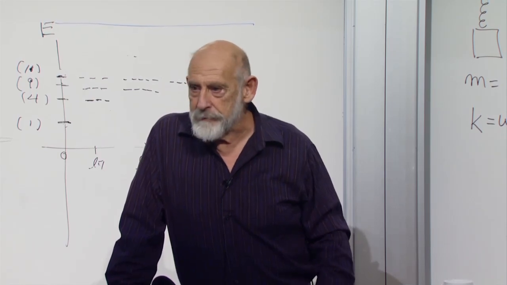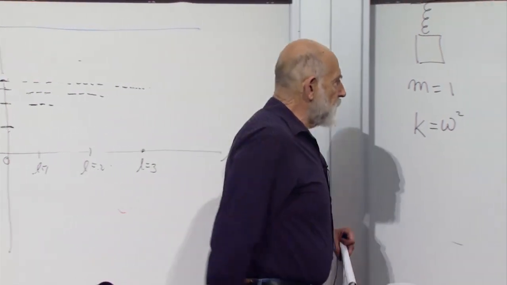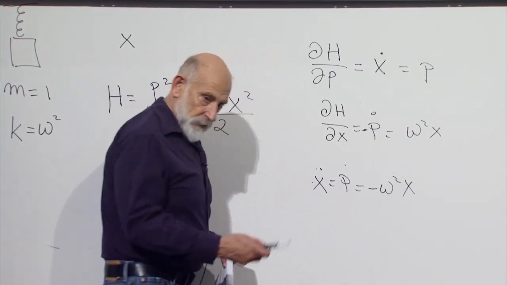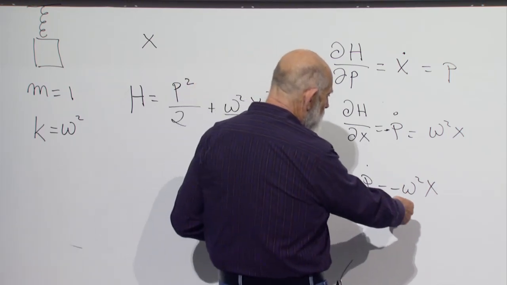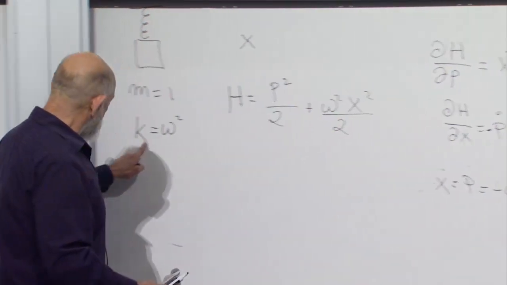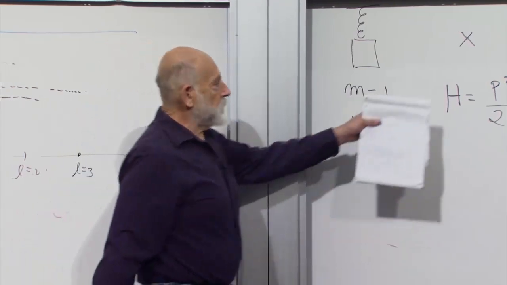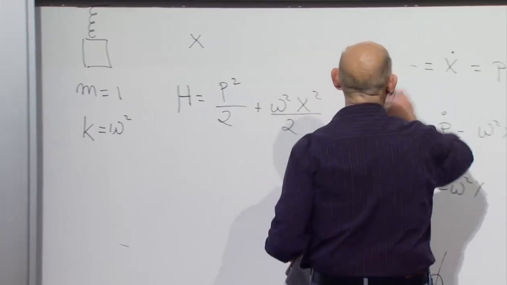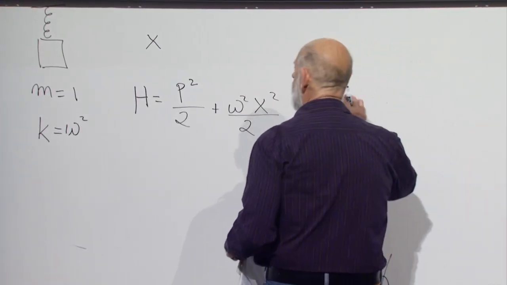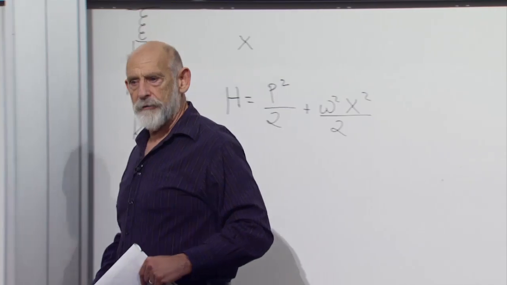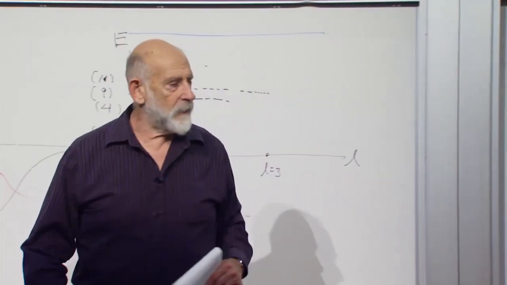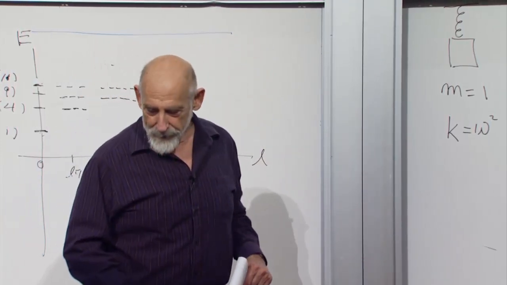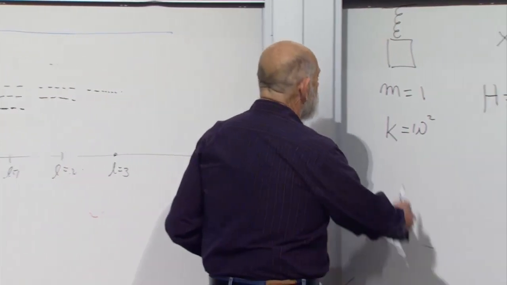Okay, everybody recognize it? x double dot is minus omega squared x. Acceleration, m was set equal to 1. Acceleration is equal to restoring force with, as I said, k equal to omega squared. Okay, so this is the right Hamiltonian for the harmonic oscillator. And now what we want to do is find all its energy levels, eigenvectors, and find out what it does quantum mechanically. Classically, we know what it does. It swings back and forth with frequency omega. Okay, let's see what we can do with it.